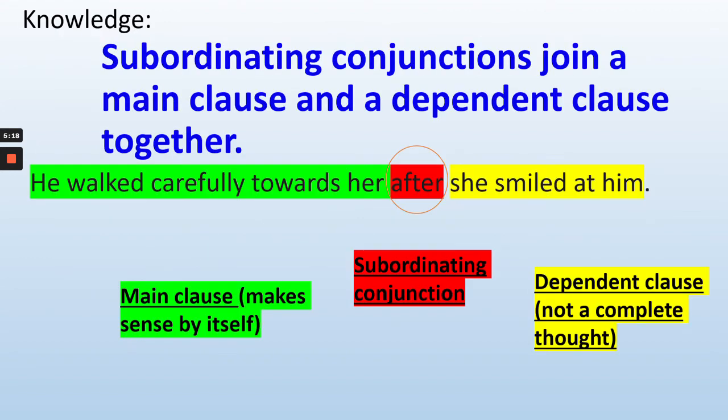Fantastic. So remember, subordinating conjunctions join a main clause like this. He walked carefully towards her after she smiled at him. So he walked carefully towards her is the main clause. She smiled at him is the dependent clause. And after is the subordinating conjunction. It's the joining word that joins the main clause and the dependent clause.